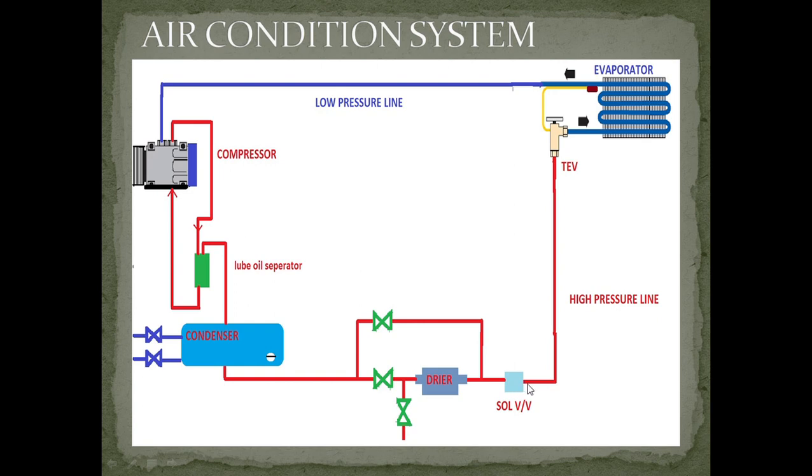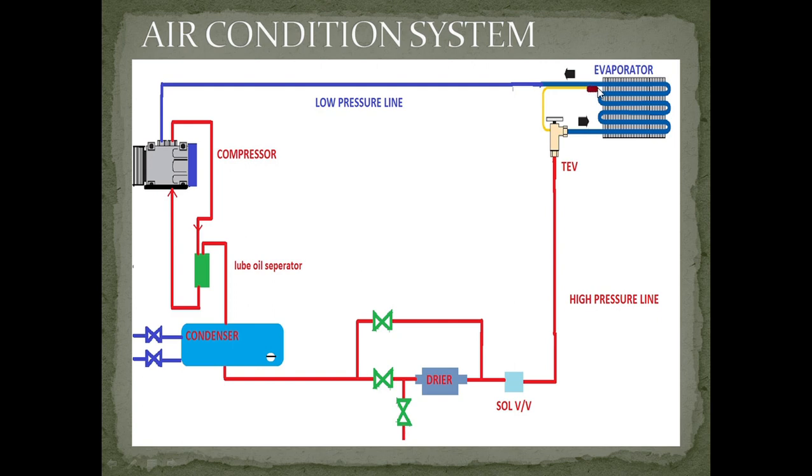The gas flowing through the solenoid valve flows through the TV. TV means thermostatic expansion valve. What is TV? The thermostatic expansion valve controls the quantity of gas flowing to the evaporator. How? It is controlled by means of a gas bulb. There is a TV bulb at the outlet of the evaporator, and depending upon the temperature at the outlet of the evaporator, which can be low or high depending upon the airflow.